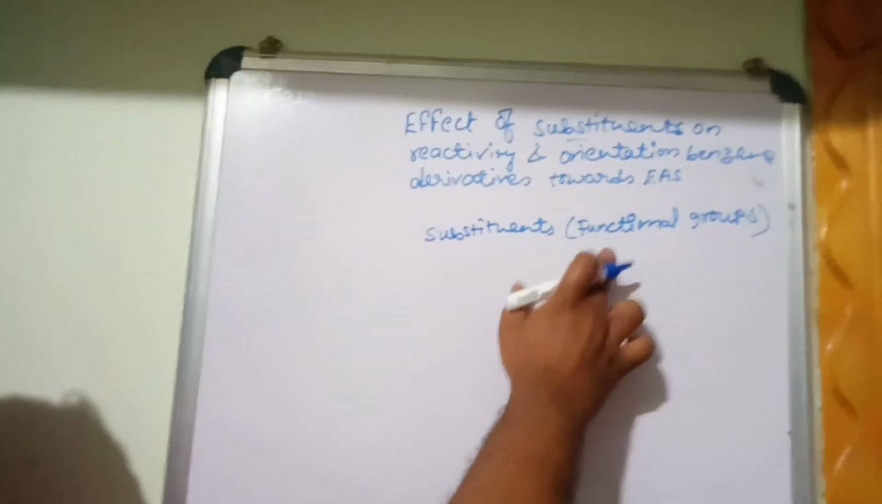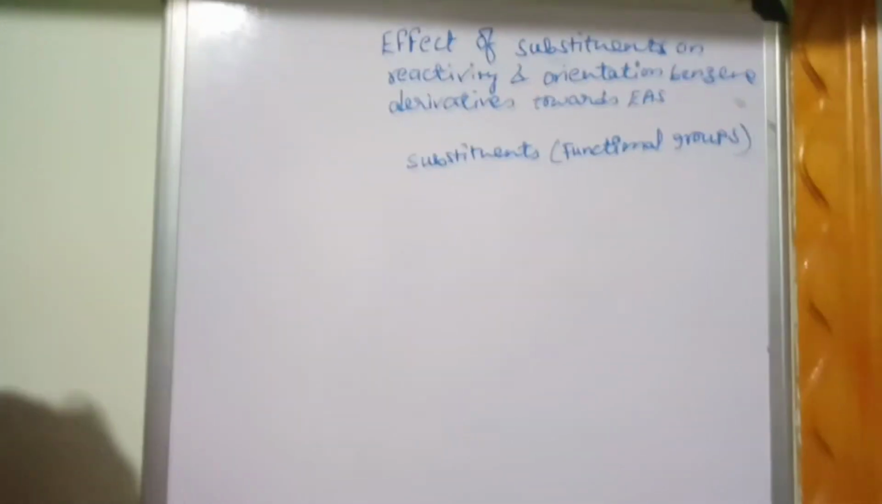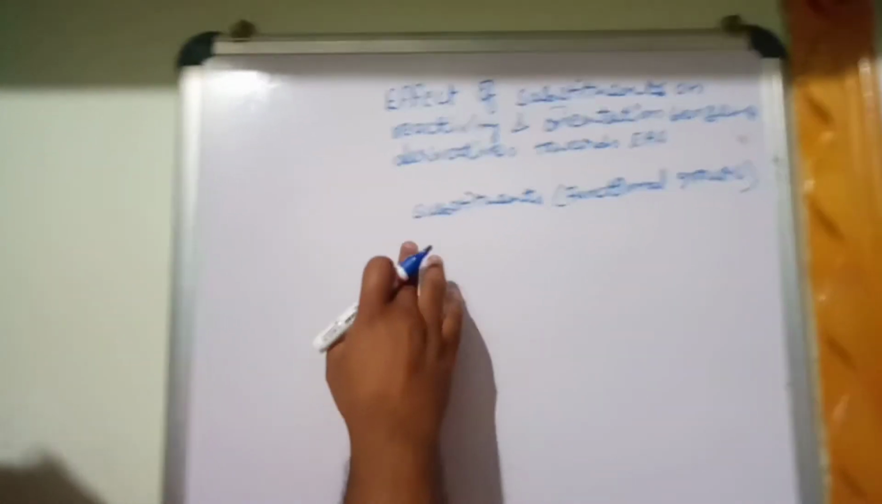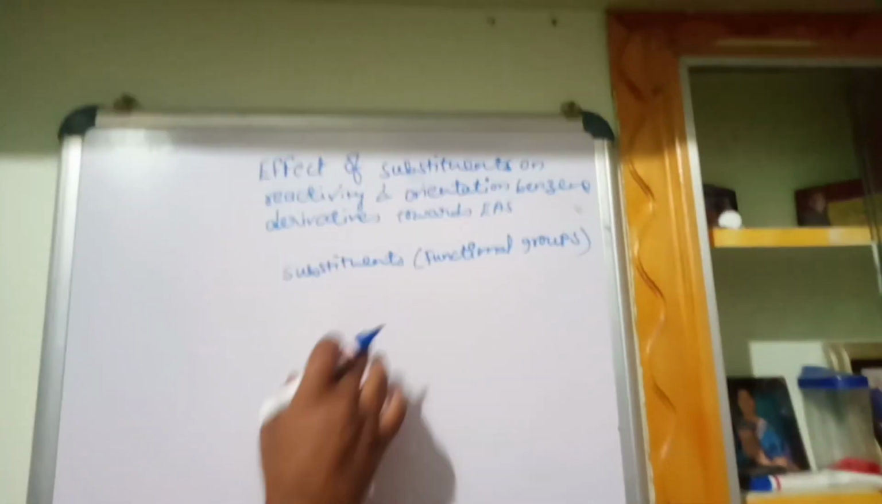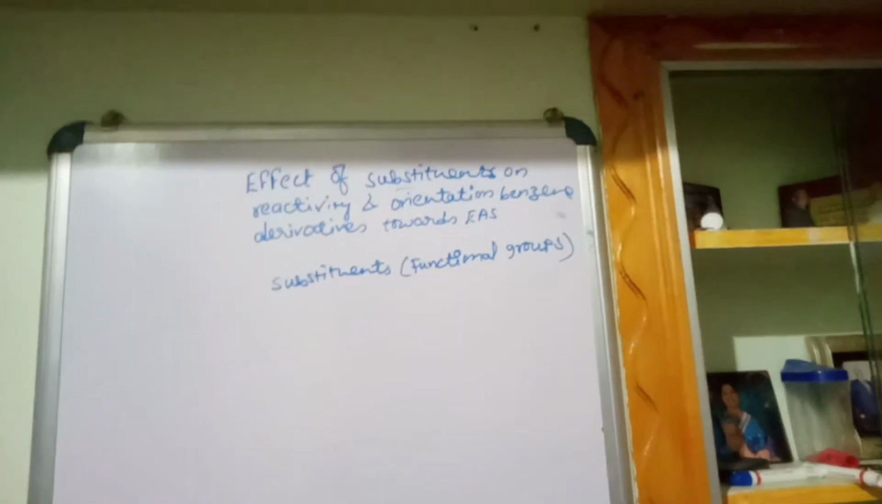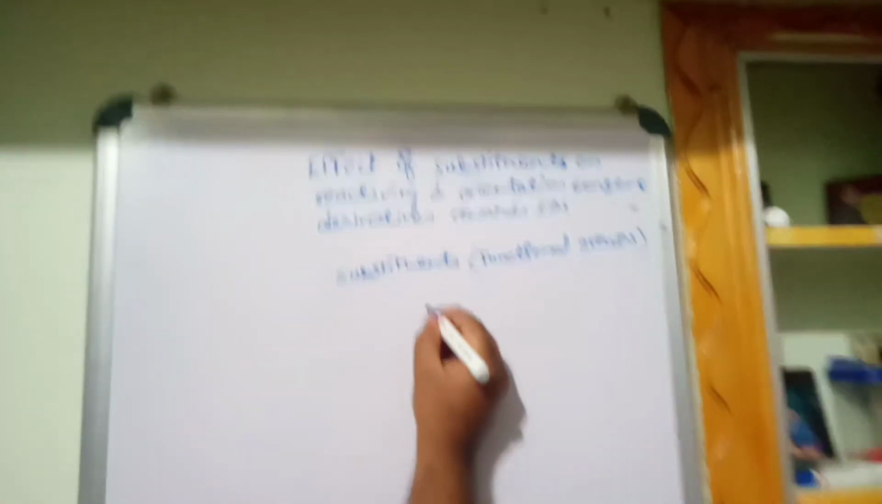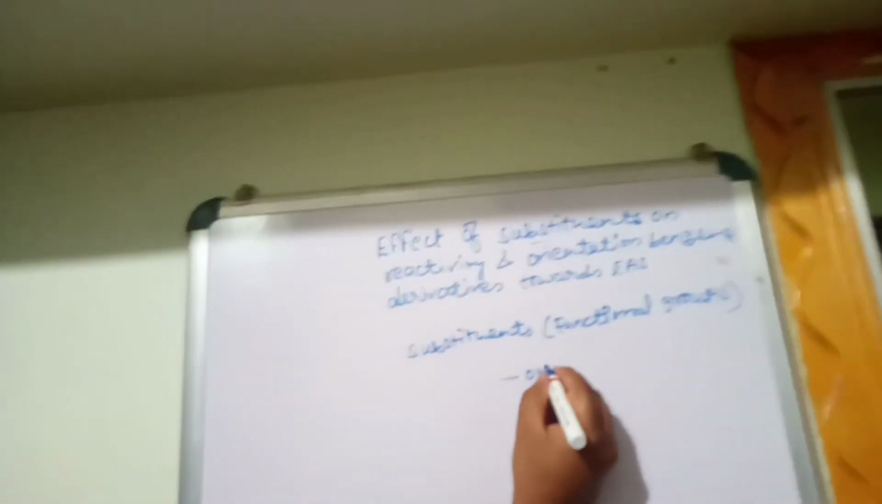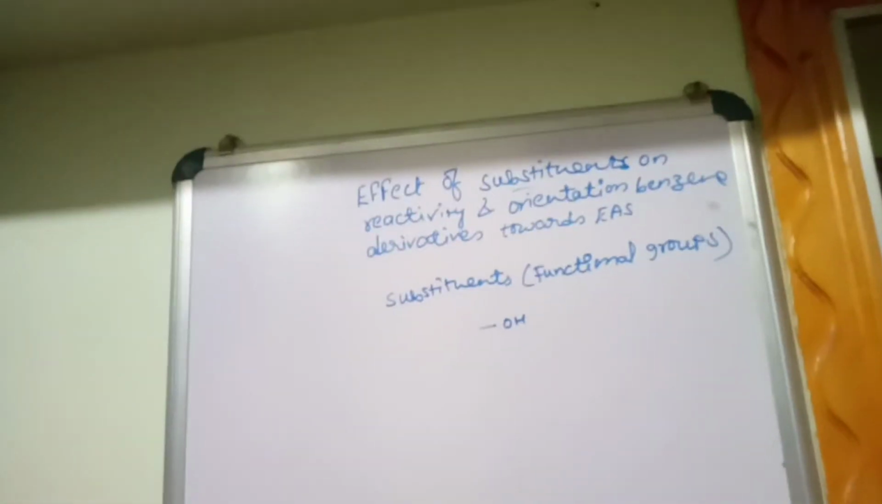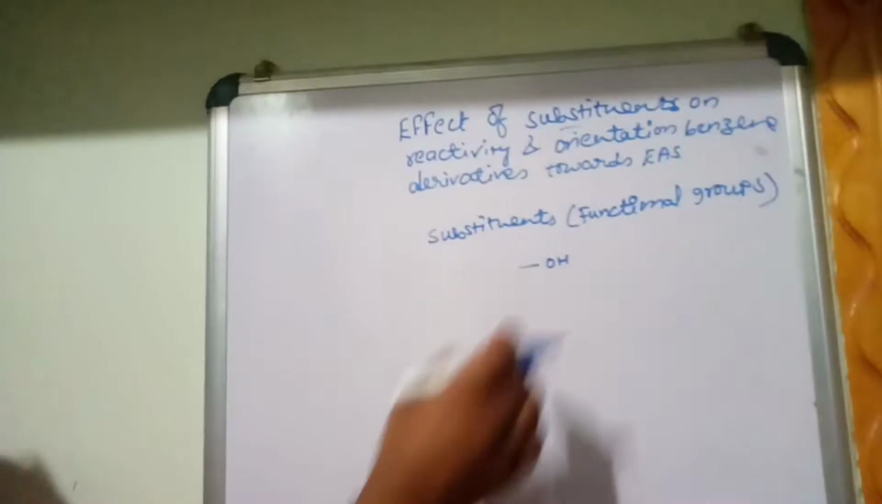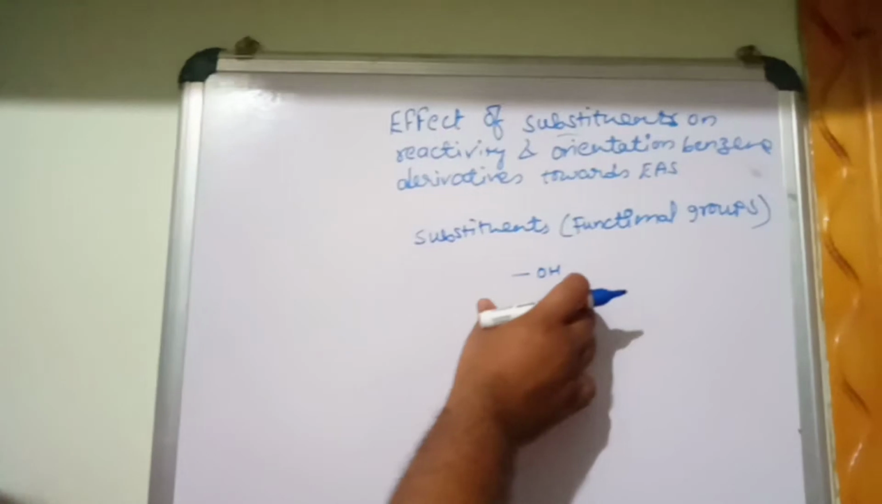Substituents are nothing but functional groups which are attached to the benzene ring. What are these functional groups? It is an atom or group of atoms which are responsible for the physical and chemical properties. For example, if you take the substituent hydroxyl, dash OH is a hydroxyl group. So it is one of the functional groups.